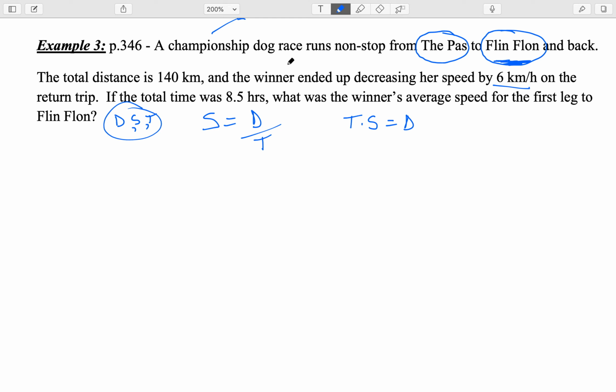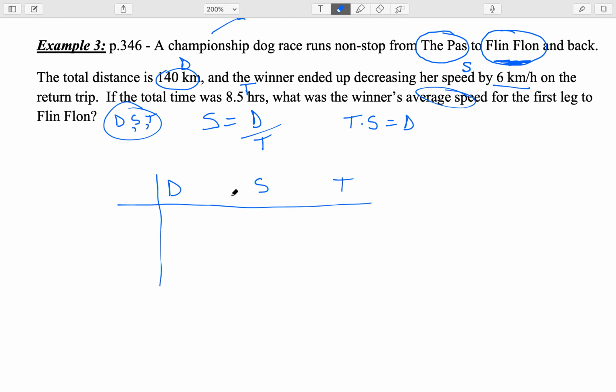But hang on. The championship dog race runs from here and back. There's my distance. The winner ended up decreasing her speed, so we're talking about speed, and the time was here. Now it says, what was the winner's average speed for the first leg? That's what I'm looking for. What is the average speed? That's what I'm going to call X or S or T or whatever you want to call it. So we're talking about the first leg and the second leg. So distance, speed, time.